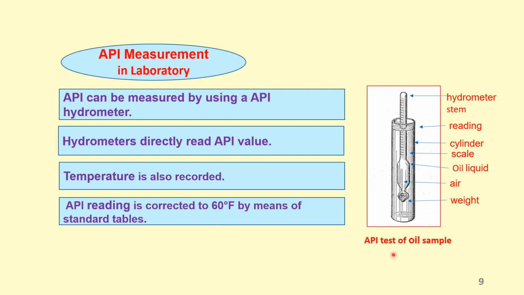This is API testing of an oil sample in the lab. This is the hydrometer stem. The reading of the oil is taken from here. This is a glass cylinder which contains the oil sample. The stem of this hydrometer is marked with a scale. This hydrometer contains air, and the bottom contains weight to keep it floating straight in the oil liquid.